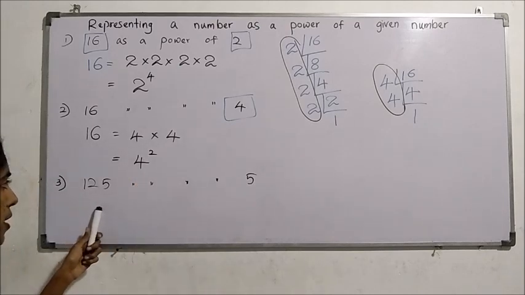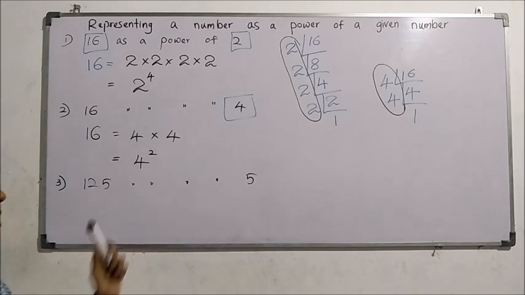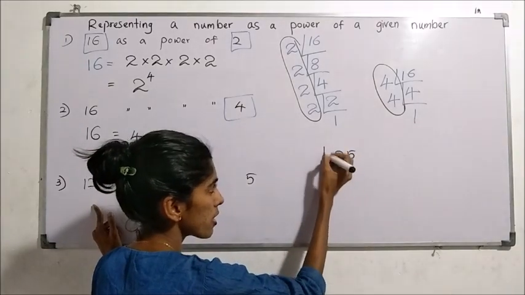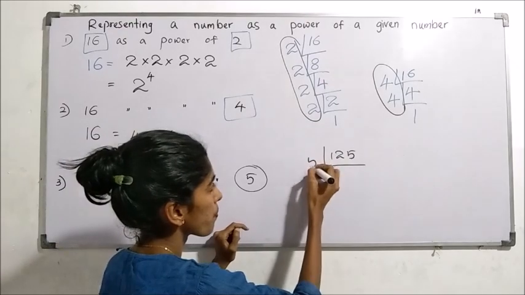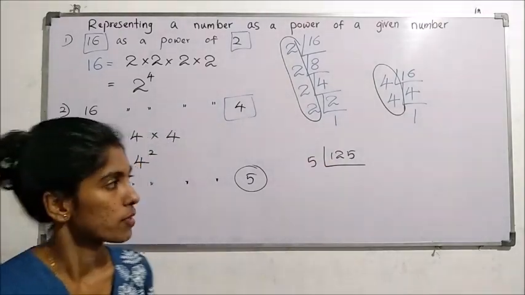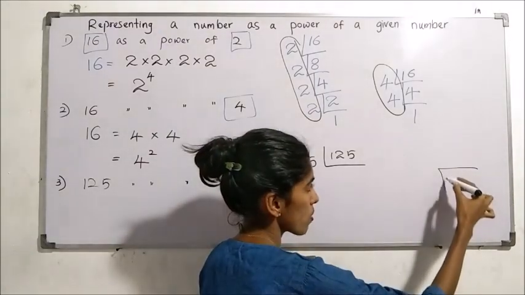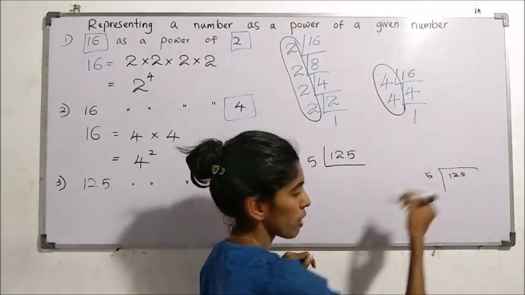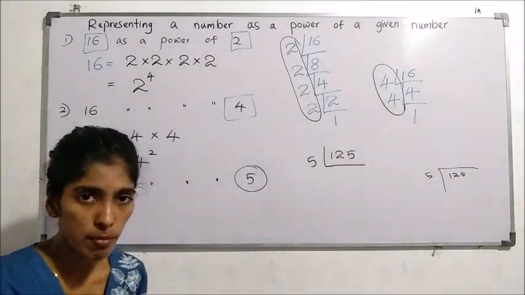Next, 125 as a power of 5. Right? Then 125 should be divided downwards by what? By this provided number 5. Now, if you don't know this, you can use the long division method and divide. 125 can be divided by 5. That is your usual division. Okay, or else this is another method.